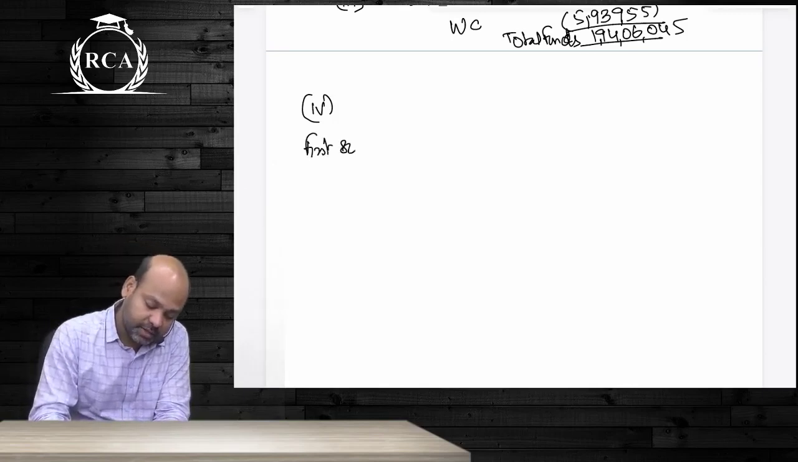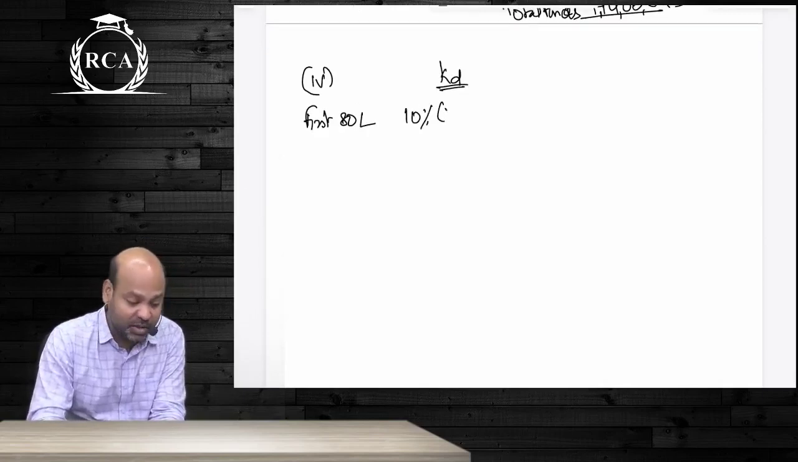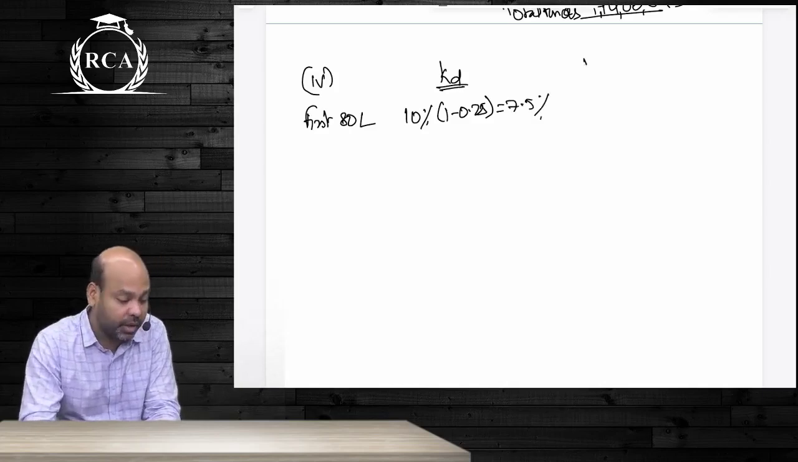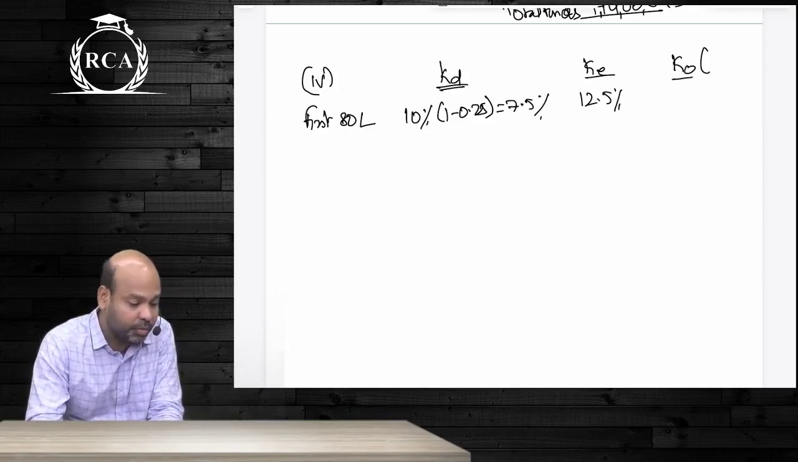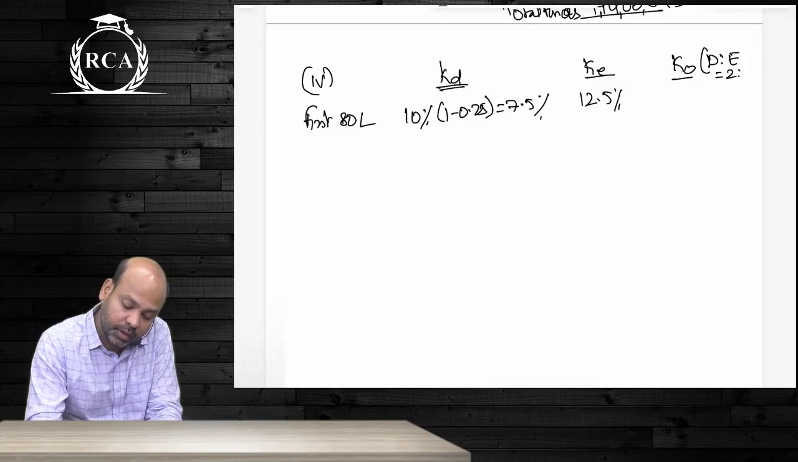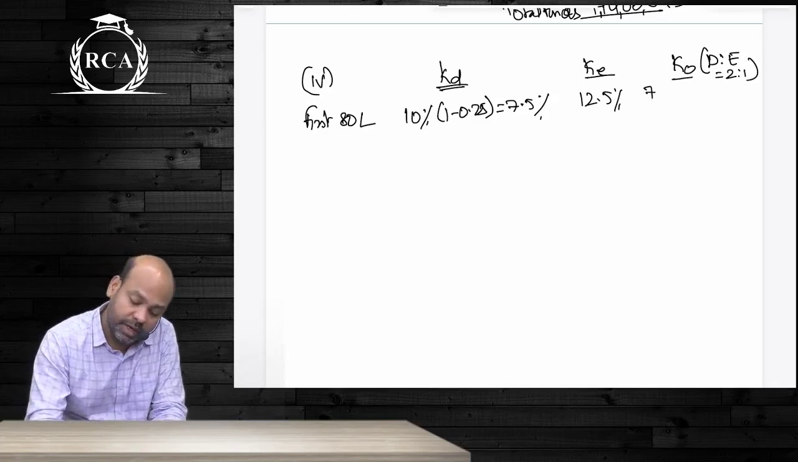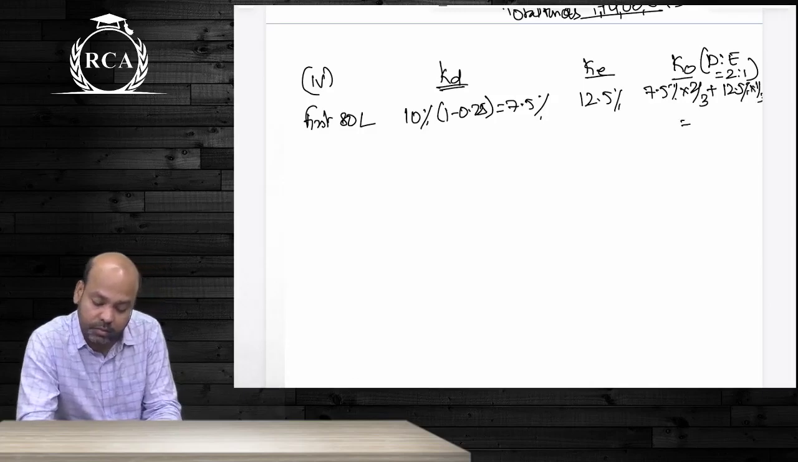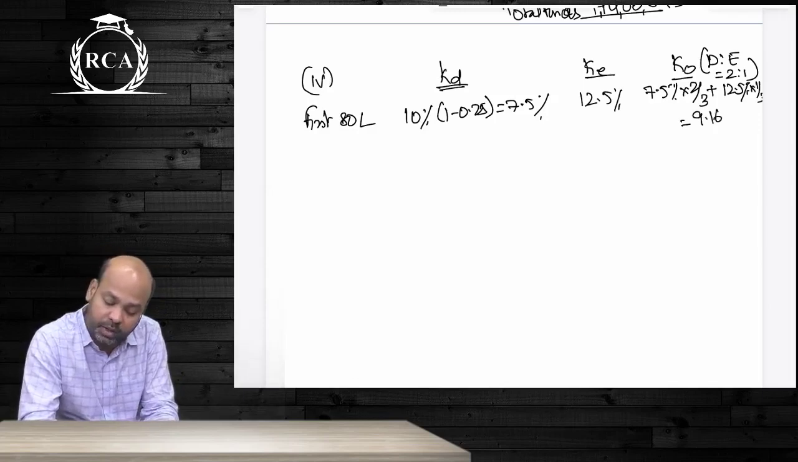First 80 lakhs KD. ये देखो क्या स्पीड से लिखना भी शुरू कर दे रहे हैं. 10% into 1 minus tax rate 7.5%. And this beta will be KE 12.5%. KO बेटा debt equity ratio कितना बोला था ऊपर वो? 2:1. Can you compute KO for the first 80 lakhs? 7.5% guys into 2/3 plus 12.5% into 1/3. 9.1667%.